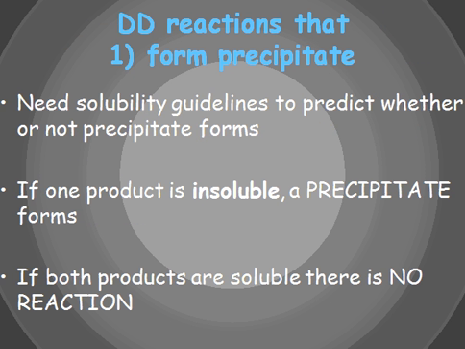Now, double displacement reactions, some of them will form precipitates. So this is where we have used the solubility guidelines to find out if a precipitate forms or not. And remember, when you look it up on the solubility table, it will either say S for soluble or I for insoluble. So if one of the products is insoluble, that's meaning that a solid is being formed and it is a precipitate. If both products are soluble, then there is no reaction. And we have done this before.